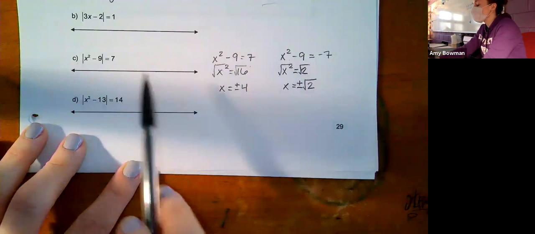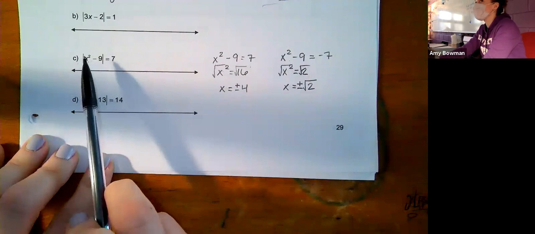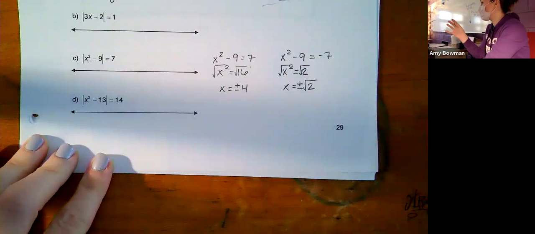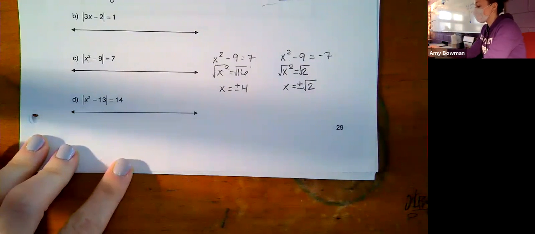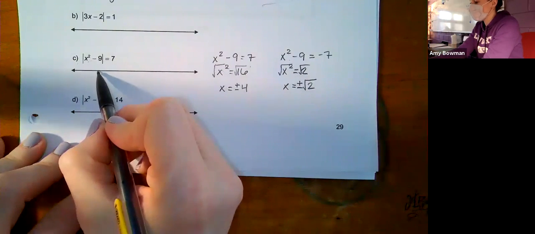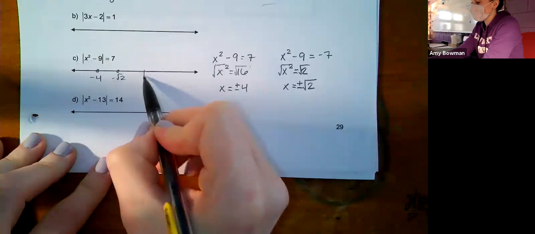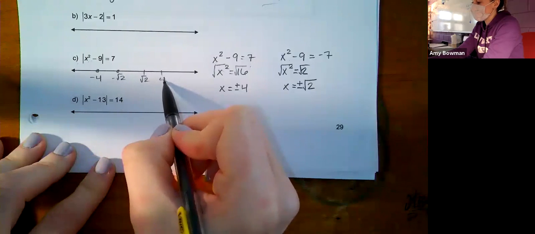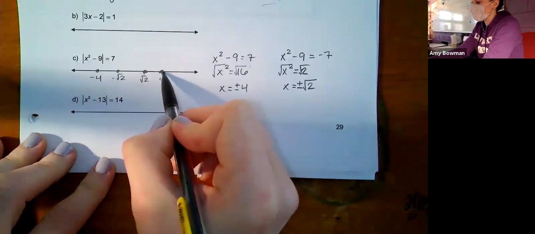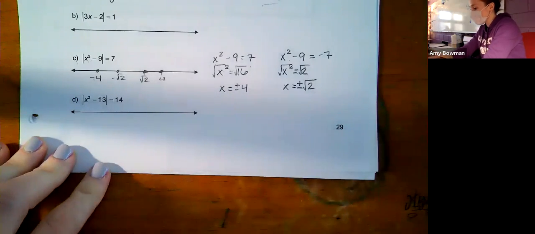4. We are used to having 2 solutions with a quadratic, but a quadratic inside an absolute value will produce 4 possible solutions. So on a number line, we're looking at -4, negative root 2, positive root 2, positive 4. So we have these 4 possible numbers that we plug in.